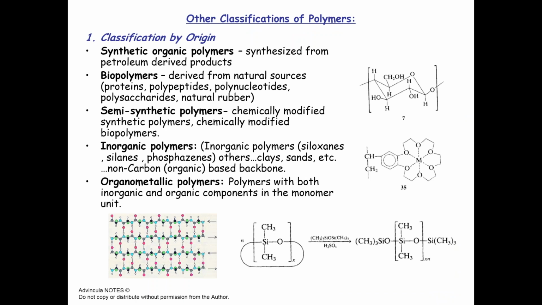We can classify them as synthetic organic polymers, and most of the petroleum-based feedstocks end up giving you synthetic organic polymers. Biopolymers can be derived from natural sources or isolated, such as cellulose, polypeptides, proteins. Semi-synthetic polymers could be modified biopolymers, so you can take cellulose and modify it. Inorganic polymers like siloxanes or silicones can be derived from inorganic components. And complexations of organometallic monomer units or complexations with ions result in organic metallic polymers.